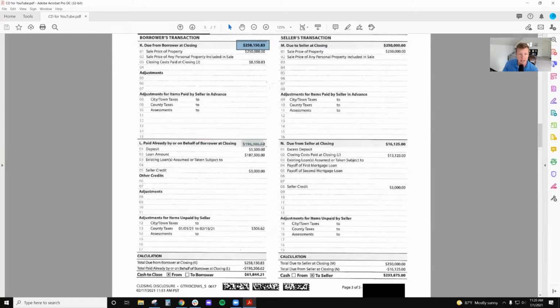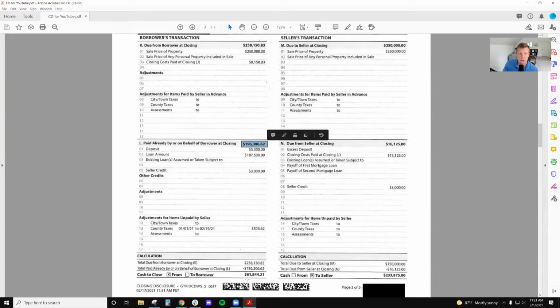But then you've got a summation of costs that have already been paid either by the borrower or on behalf of the borrower. So you've got the deposit, which is going to be like escrow, or this is a North Carolina transaction, and in North Carolina we have due diligence. So we'd have due diligence and escrow to make up a total deposit of $5,500. We also have a loan amount of $187,500, and then we've got a seller credit. The seller credit's obviously negotiable. And then down here, we've got county property taxes, and sometimes you'll have city and some other assessment taxes as well. But all of these numbers make up this sum right here.